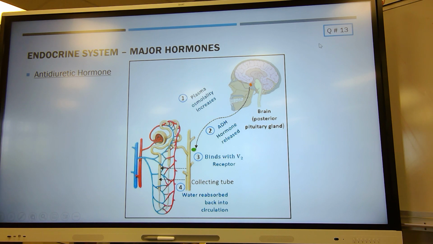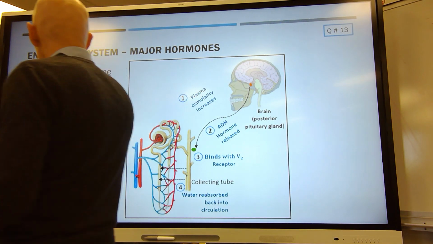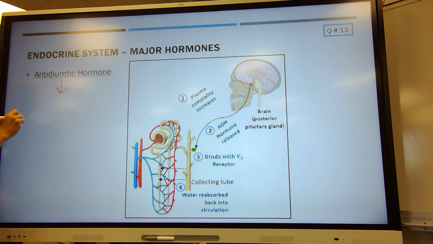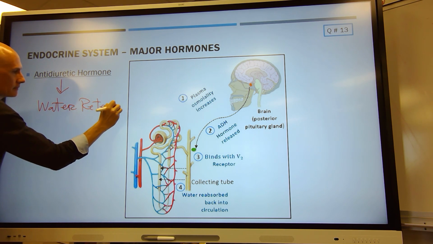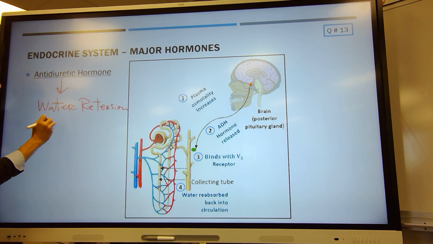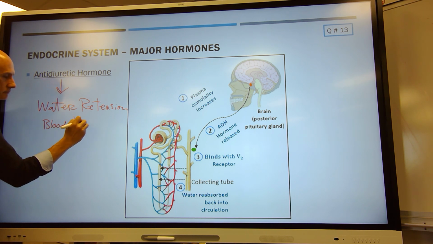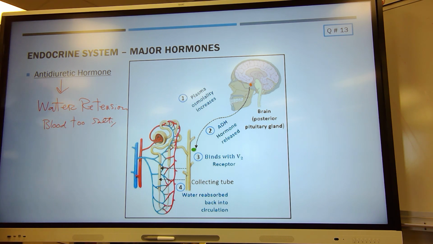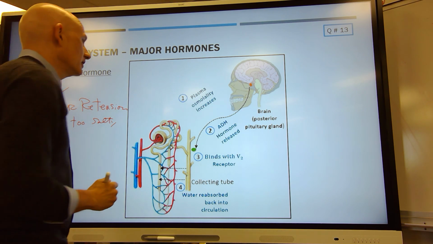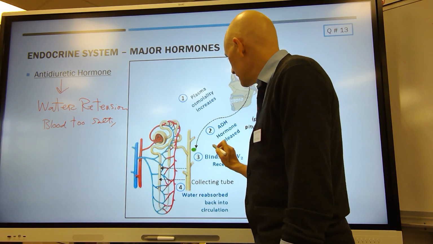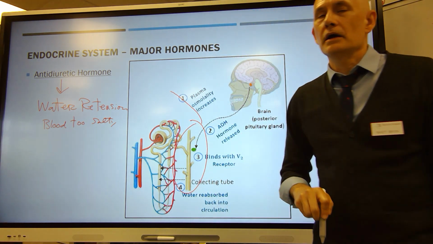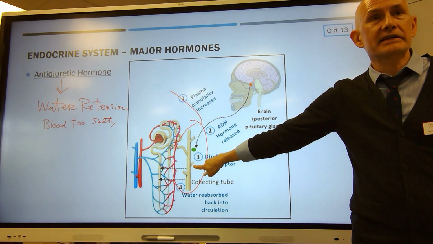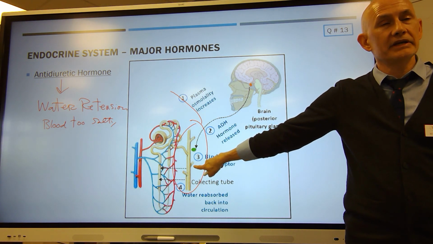All right. So rolling through our hormones real fast. Antidiuretic hormone is going to be for water retention. When your blood is too salty, so you've sweated a bunch, you haven't been drinking enough, ADH gets released, and that targets the collecting duct. And so that causes the collecting duct to absorb more water, so then your pee is going to get darker.